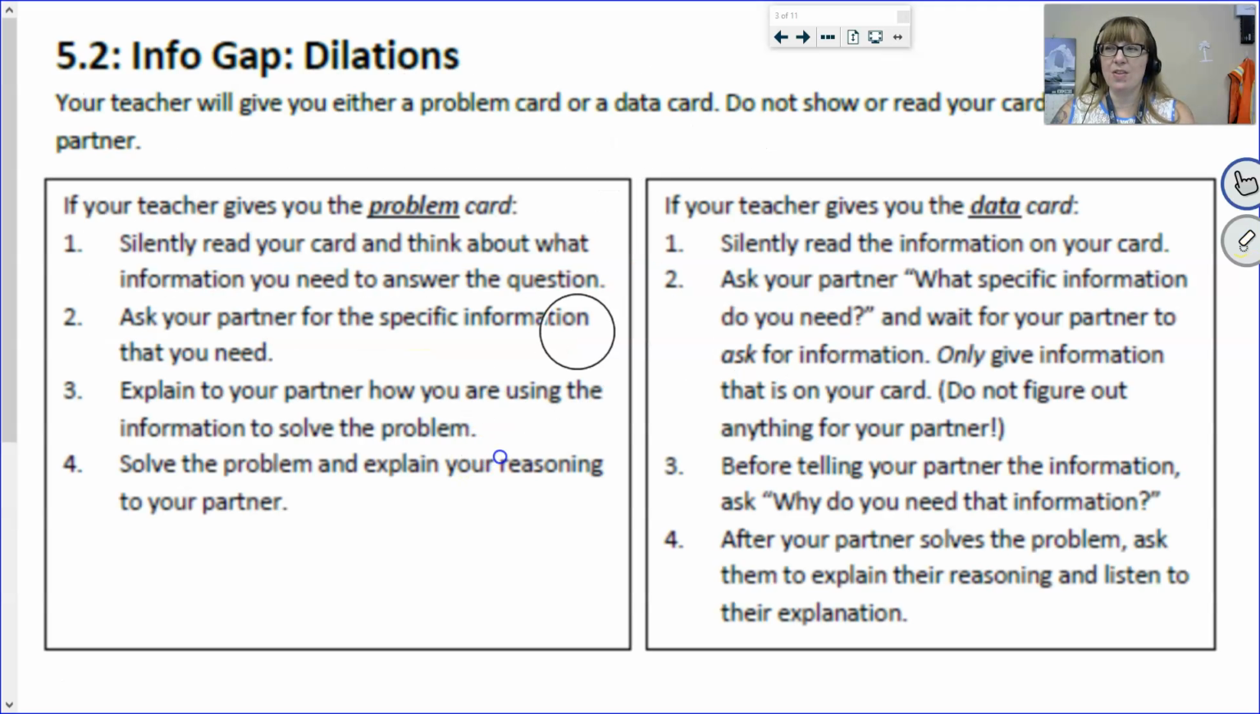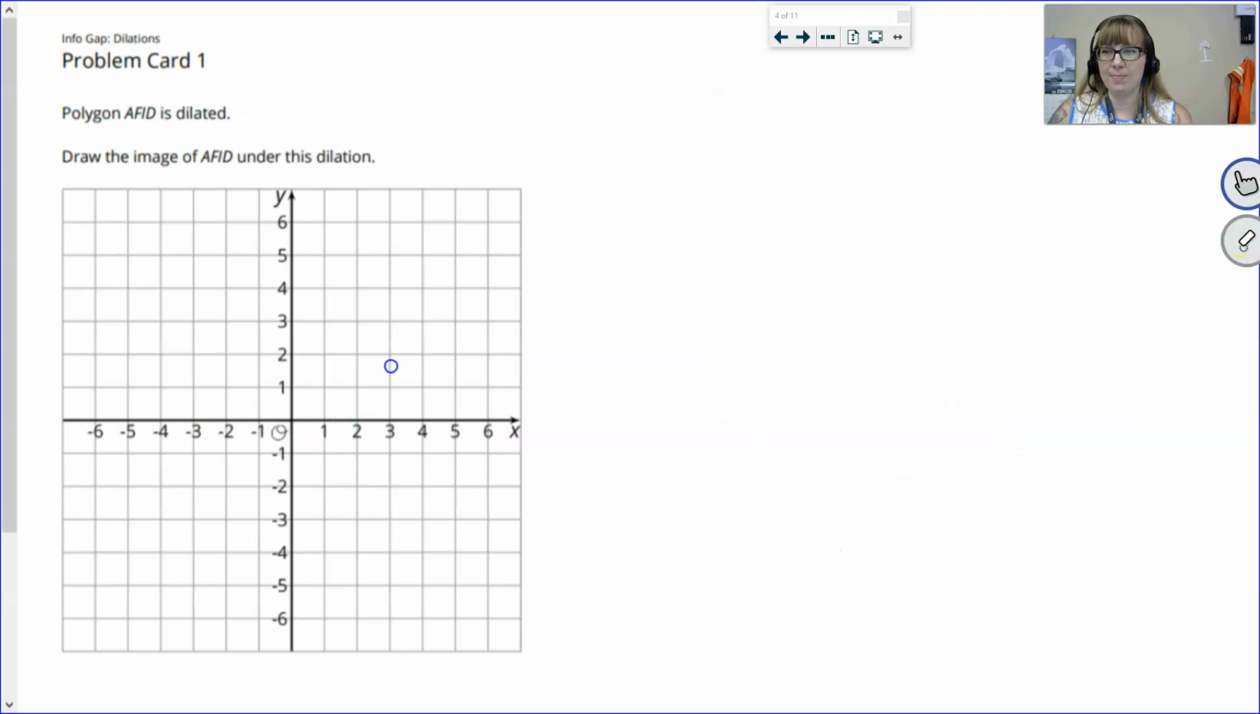To get started, we've got this little task that students did in class where they worked in partners. I'm going to have to be your partner and I'm going to have to be a video, so it's not going to be exactly the same. But here's how it works. You are given this problem card, and I have specific information that's going to help you answer what this problem is saying to do.